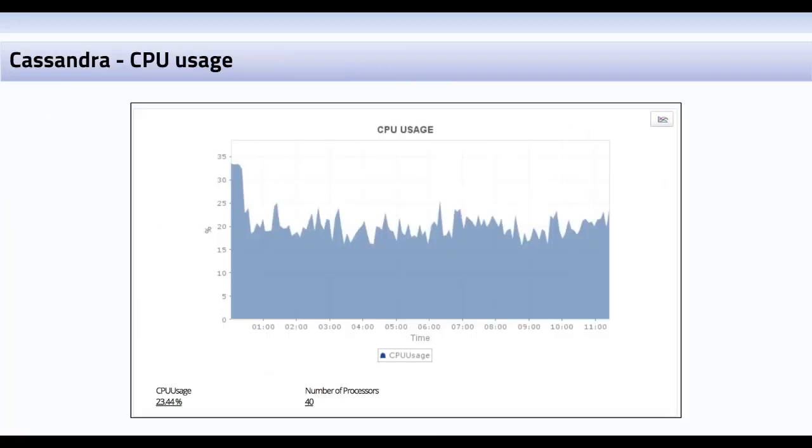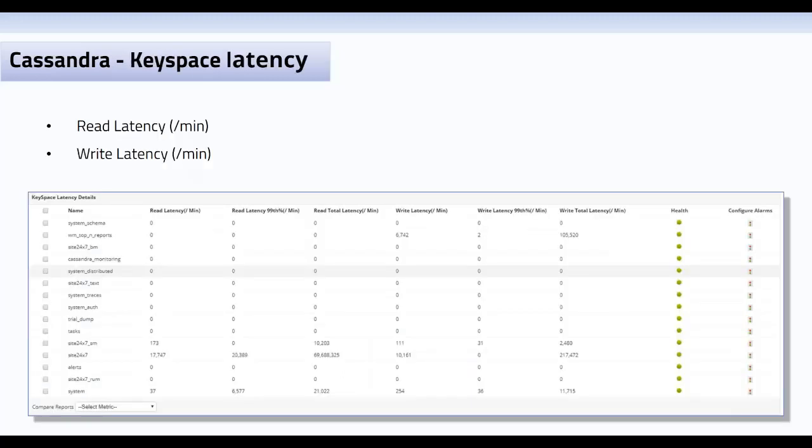The Cassandra CPU usage is another important metric. When we're talking about any database, CPU usage is one metric that goes without saying is very important, because if your database is consuming a lot of CPU, it basically means that your database is running out of processing power, or it is running out of memory, which is why it is posing a huge load on your CPU, and it definitely is cause for concern. The Cassandra keyspace latency, again, is an important metric.